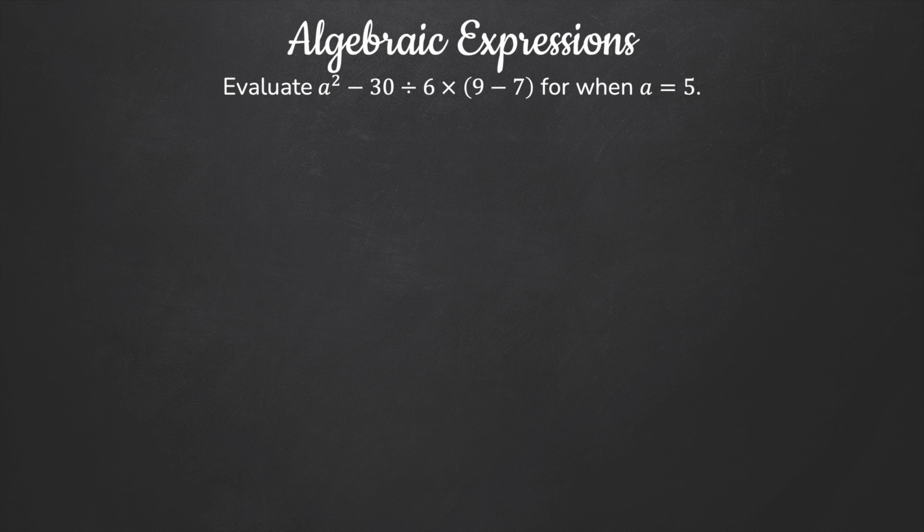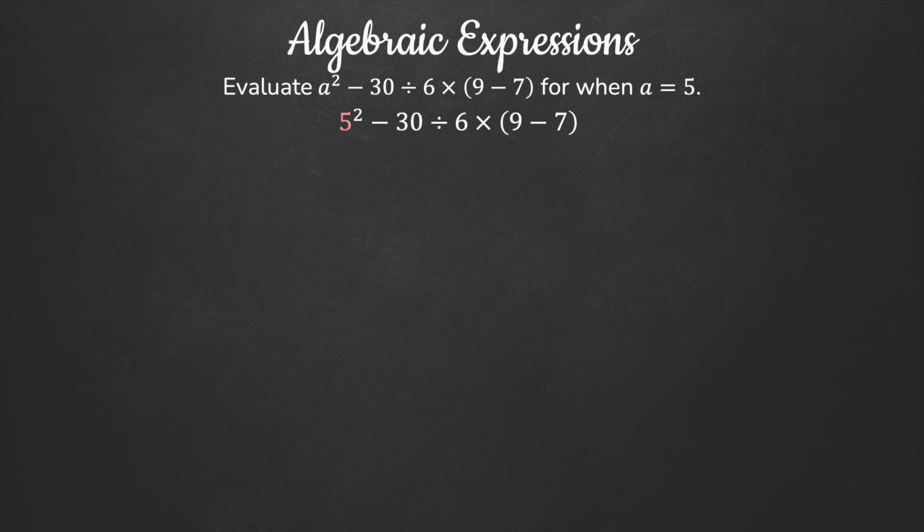So here we have another example, which is a squared minus 30 divided by 6 times, in parentheses, 9 minus 7. And we're going to evaluate this expression for when a is equal to 5. That means wherever we see an a, we're going to substitute it for 5. So instead of a squared, we have 5 squared minus 30 divided by 6 times, in parentheses, 9 minus 7.